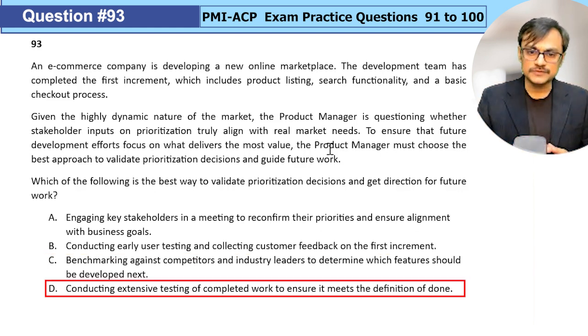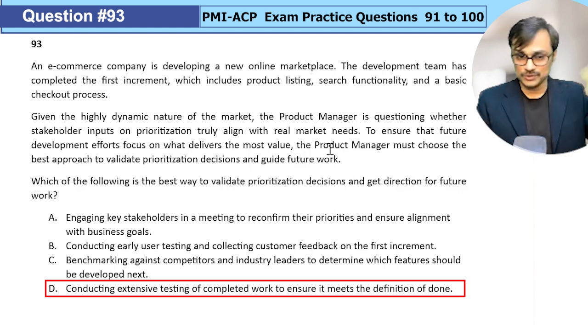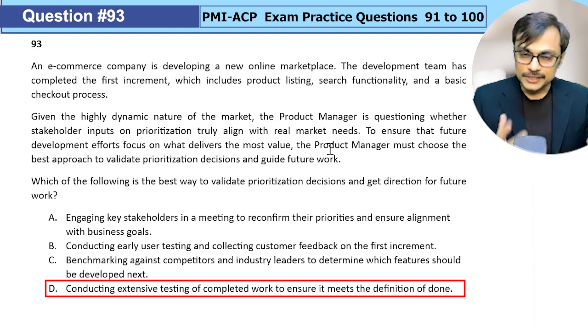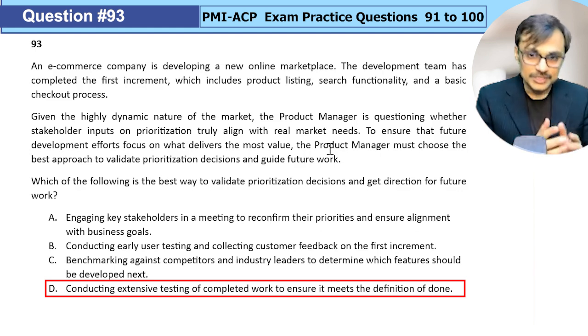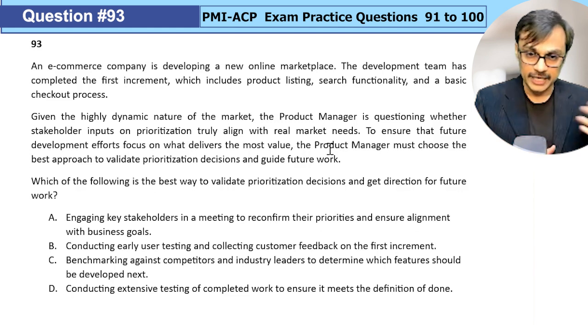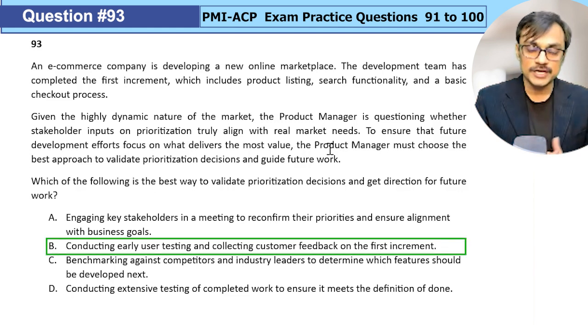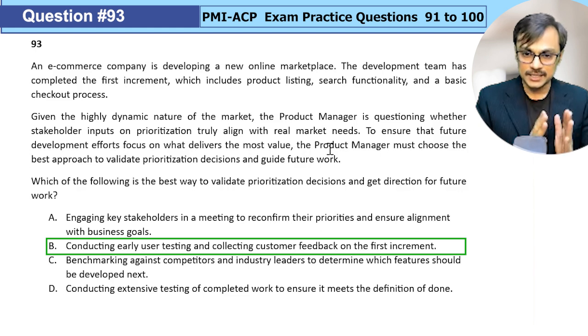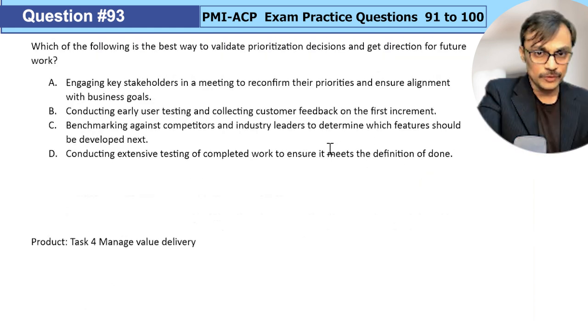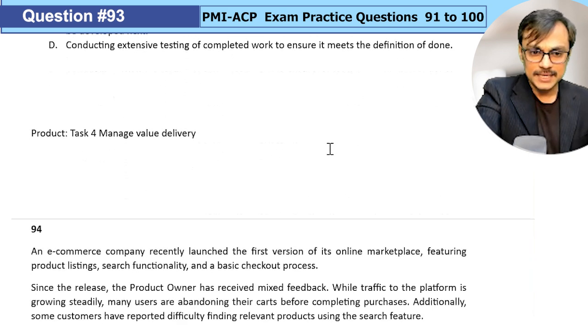Option D, conduct extensive testing of completed work to ensure it meets the definition of done. That is easy to ignore. Yeah, sometimes you think this is a right option as well, but it's easy to ignore because it is only focusing on your project team. When you want to validate your priorities, it is not about the output, it is about the outcome. So that is easy to ignore. Out of the above A, B, C, and D, B seems to be the right choice because it is focusing on the end user and customer-based feedback. So this can be mapped to manage value delivery, task 4 of your product domain for PMI-ACP.